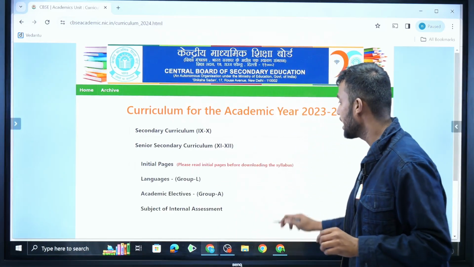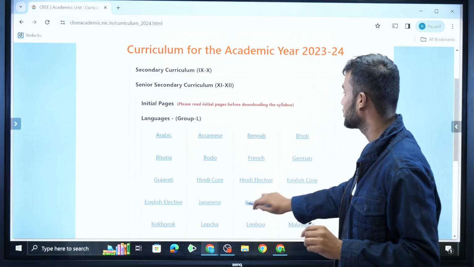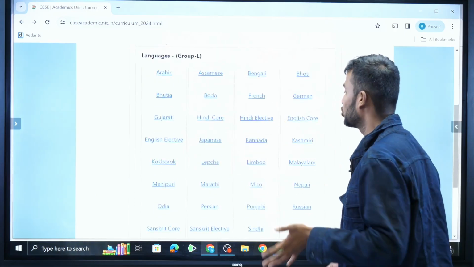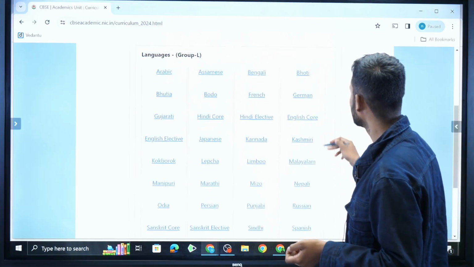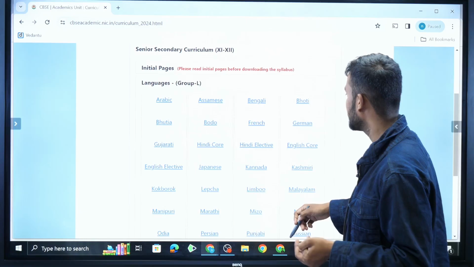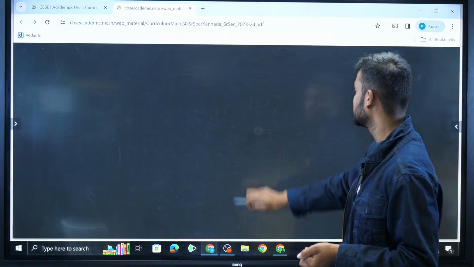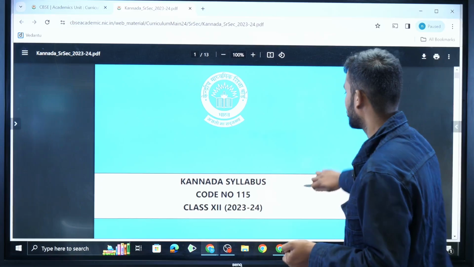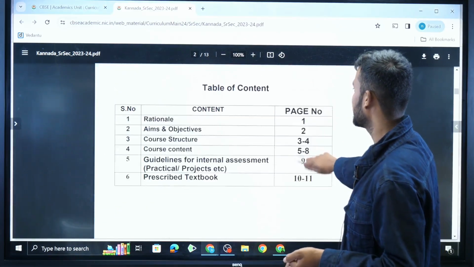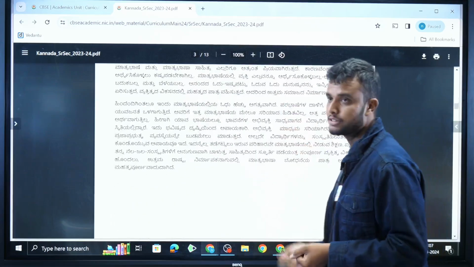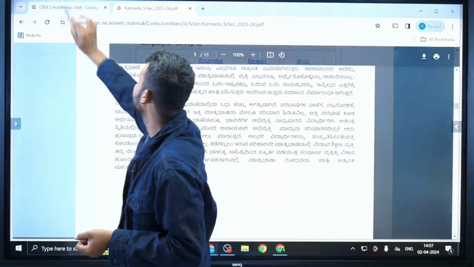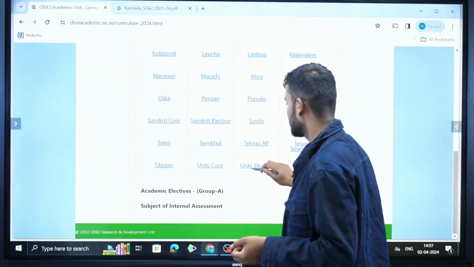Click on this. Then languages are there. Look here, Arabic, everything is there, Gujarati. For example, I take here, where is English, man? German, Hindi Core, yes. Kannada, just go with Kannada. Then these are the syllabus. Look here, everything is there. This is for Kannada. Then come on, let's enter our subject, my dear students.